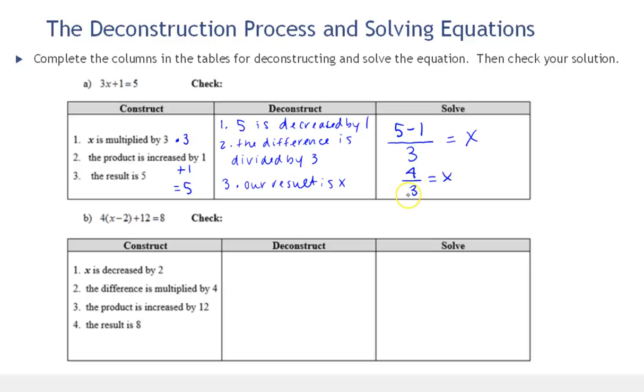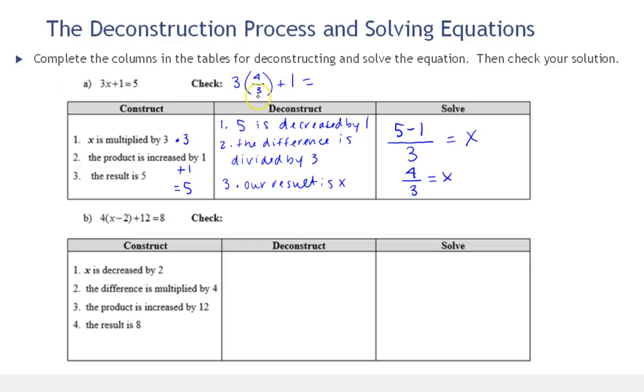Okay. So we could write this as a decimal, but in general, we don't even write these as mixed numbers unless it's an application problem. We're happy with our result being written as the fraction 4/3. So let's check our results. So I'm going to go to our original equation, and on the left-hand side, I'm going to replace x with 4/3 and evaluate. And if our answer is correct, when we're done, we should get a result of 5. So 3 times replace x with 4/3 plus 1.